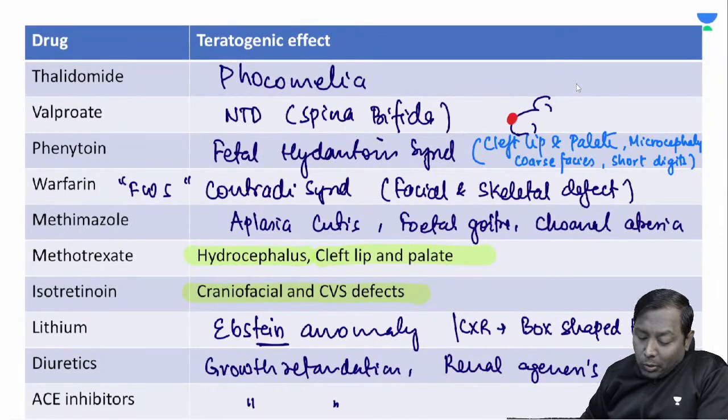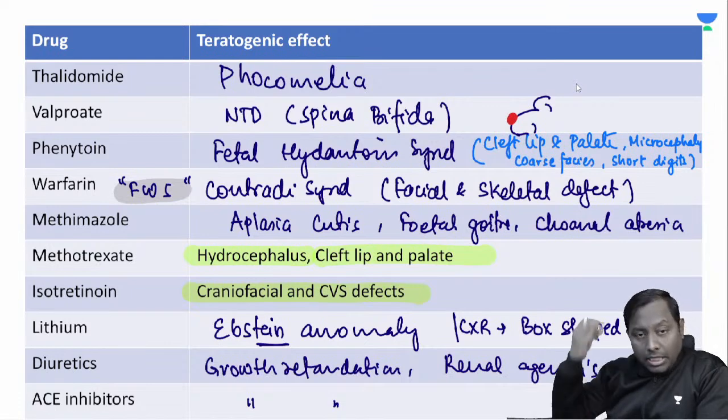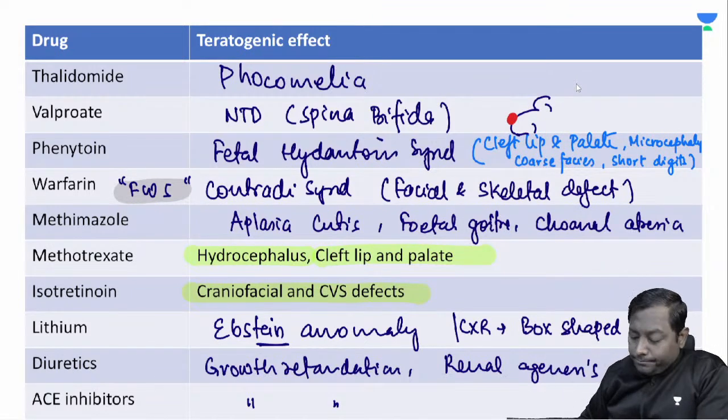The phocomelia image everyone knows. Phenytoin causes fetal hydantoin syndrome, so these are the characteristic features. Remember that. Flat face comes with it, and it gives a skeletal X-ray. So this will mostly be a case of fetal warfarin syndrome. Aplasia cutis, this question has already been asked. They show a scalp defect.